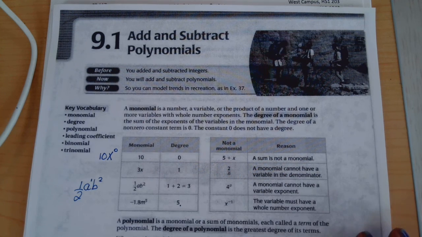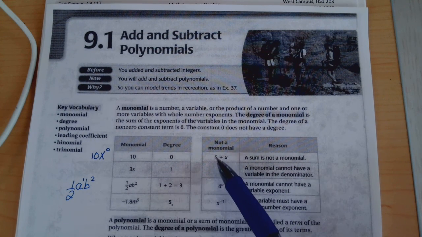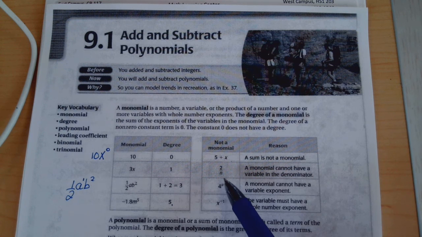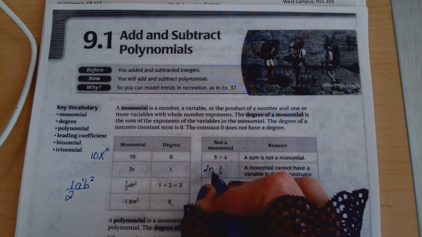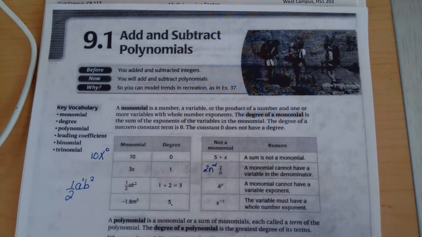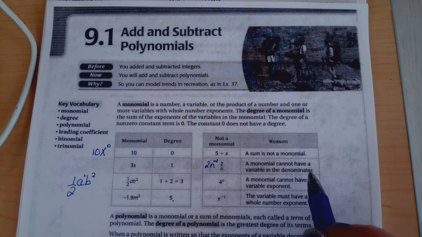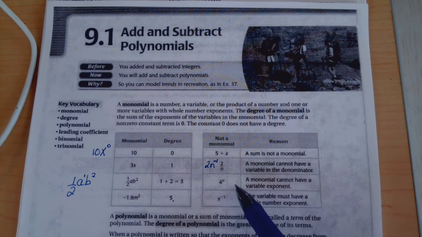Okay? So on this side, it shows you what's not a monomial, one term. So 5 plus x, because it has a plus. If it has a plus or minus in between, it's not one term. If I have 2 divided by n, n is a +1. If I solved it, it would become 2n to the -1. Remember, by flipping, you're going to change it, and it's now going to become a negative. And you cannot have a negative exponent, and you cannot have a variable in the denominator. So either one works here.